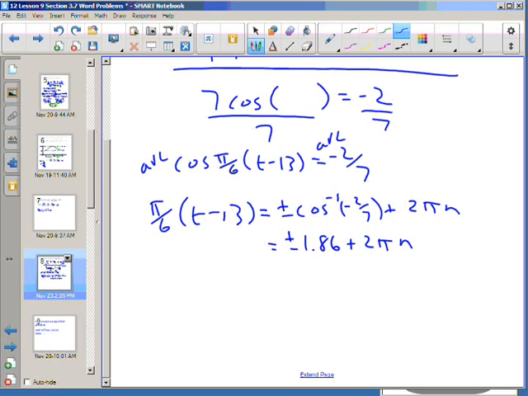All right. And that should make some sense. That's the first quadrant for cosine's principal branch. That's negative. It's past pi over 2. Pi over 2 would be about 1.5, so we're over it a little bit further at 1.86. Now we're going to undo some more operations here. Multiply this whole equation here by the reciprocal, 6 over pi.